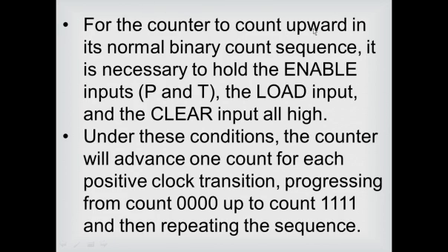For the counter to count upward in a normal binary count sequence, it is necessary to hold enable inputs P and T and load inputs and the clear inputs all high. So if you want to operate this counter as a normal binary counter starting from 000 to 111, what you have to do? You have to hold the enable inputs active. That means P should be high and T should be high. That means enable input should be high.